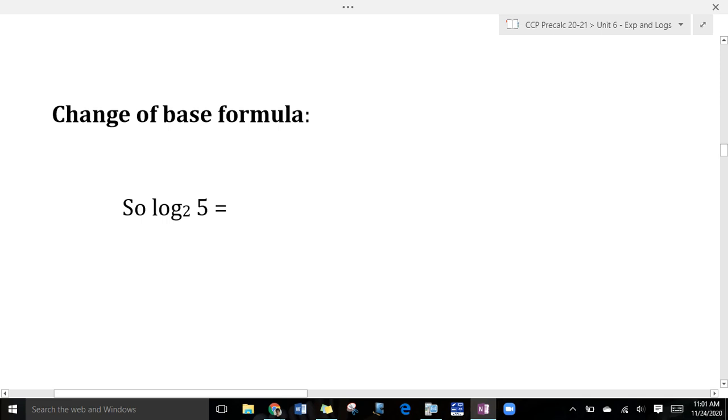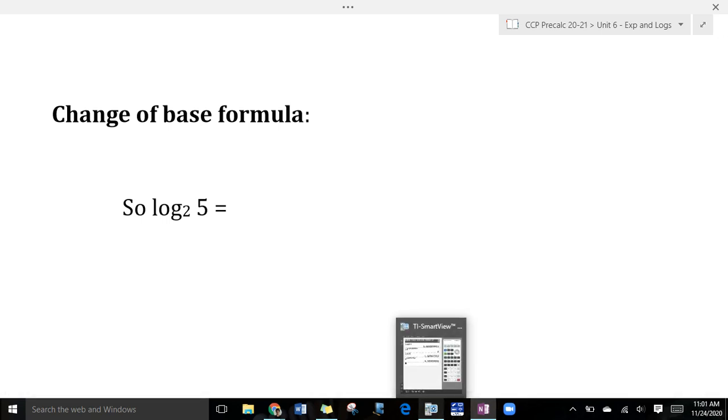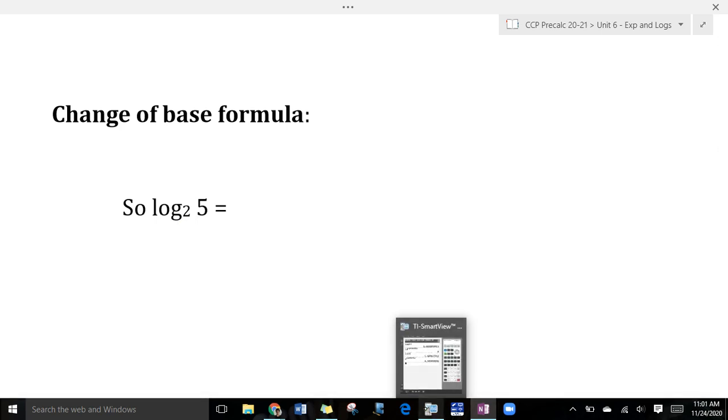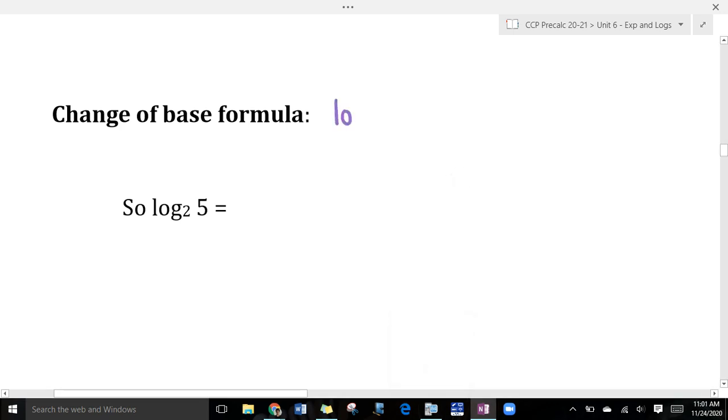Now, change of base formula is kind of outdated because most of your calculators at this point have this built in. The problem was it used to be like we couldn't find anything but log base 10 and log base e on our calculator, but now we can.